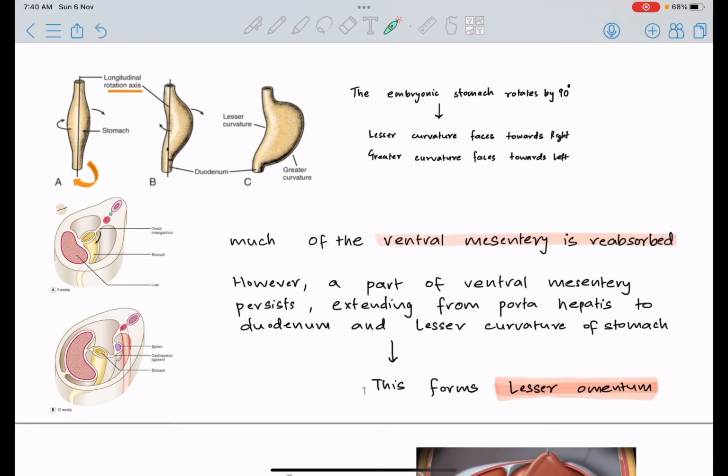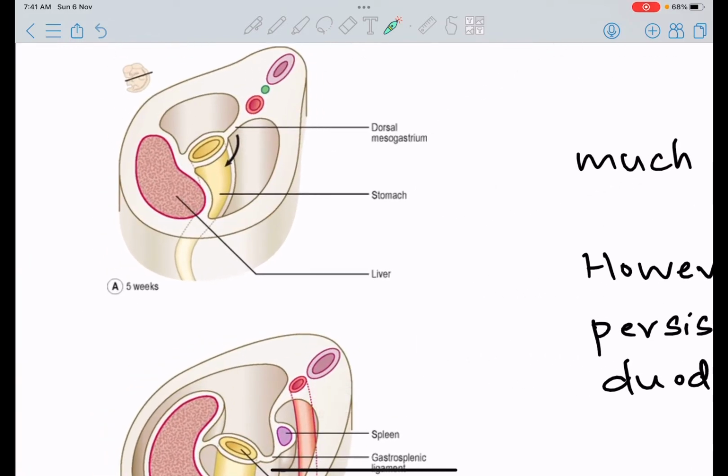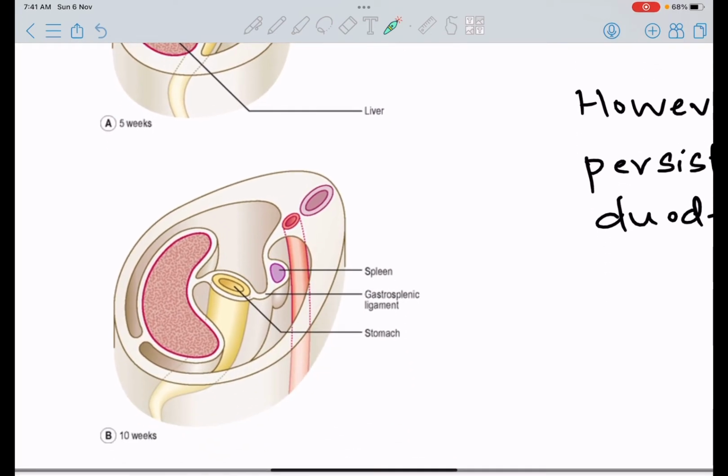So in this diagram we can see that this is the alimentary tube, and posteriorly there is dorsal mesentery, and anteriorly there is ventral mesentery. This ventral mesentery is very short because it eventually gets reabsorbed, and when the stomach rotates by 90 degrees like this, the lesser curvature of the stomach eventually faces the right side, and the spleen and the connecting fold of peritoneum is present over here. The spleen comes towards the left and finally lies on the left of the stomach.